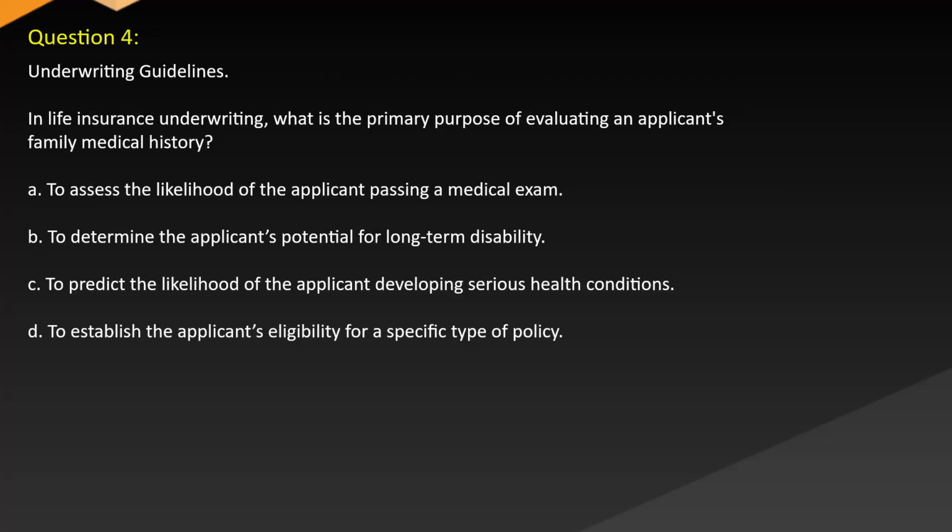Question 4. Underwriting guidelines. In life insurance underwriting, what is the primary purpose of evaluating an applicant's family medical history? A. To assess the likelihood of the applicant passing a medical exam. B. To determine the applicant's potential for long-term disability. C. To predict the likelihood of the applicant developing serious health conditions. D. To establish the applicant's eligibility for specific type of policy.